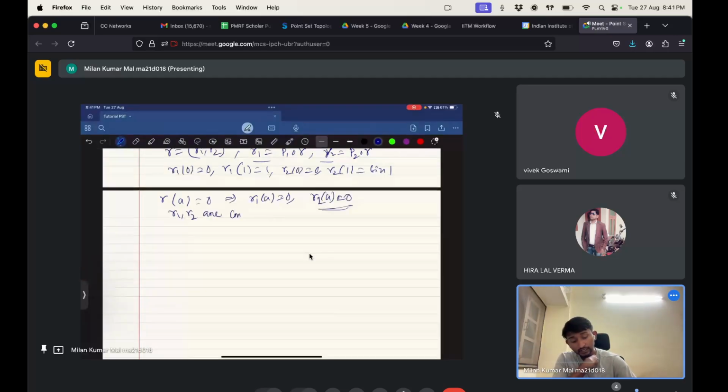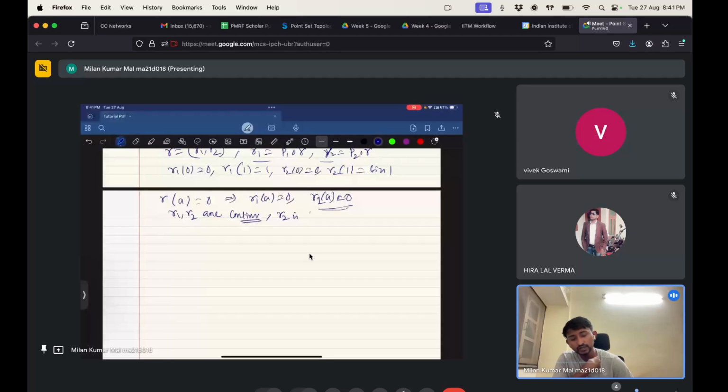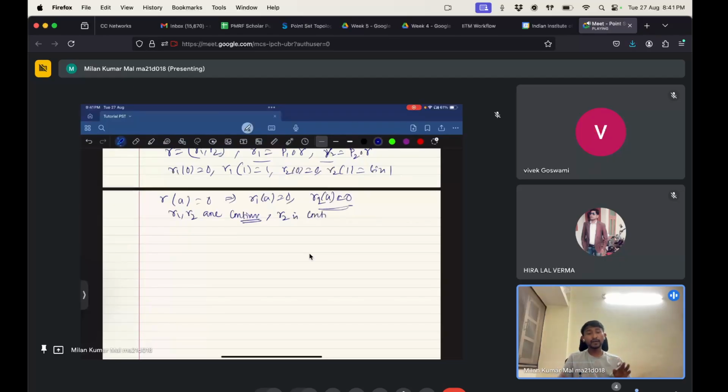Now what I will prove, that means gamma 2 is continuous at A. Then for epsilon equals 1 by 2, there should exist a delta greater than 0, and delta is sufficiently small, such that whenever t minus A is less than delta, the modulus of gamma 2 of t minus gamma 2 of A is less than half.